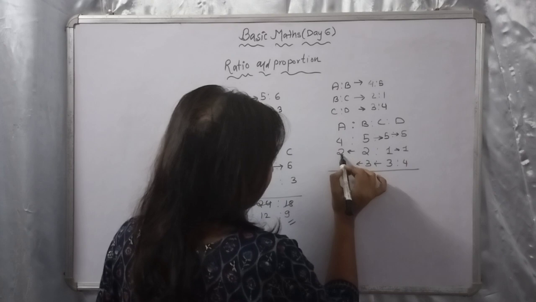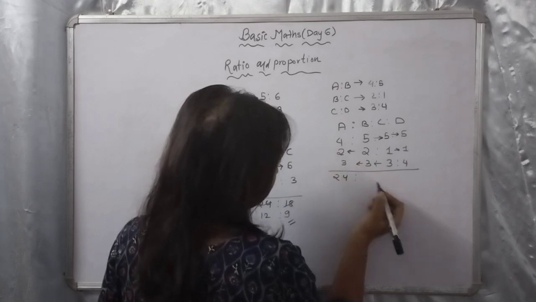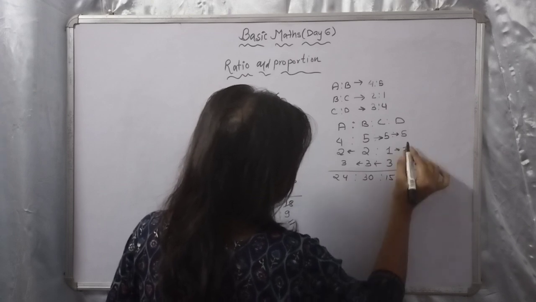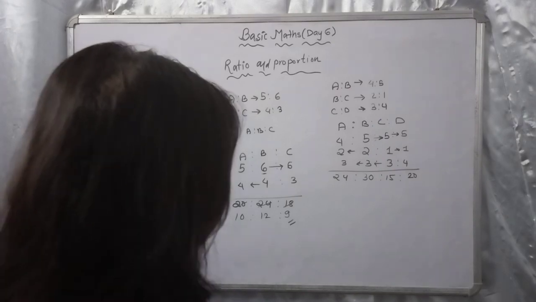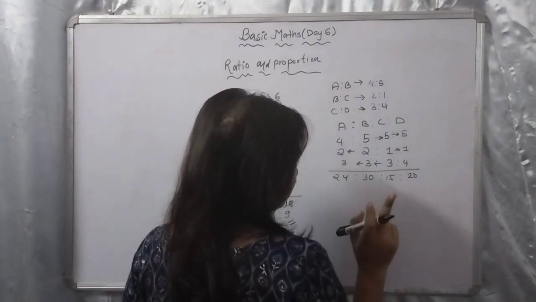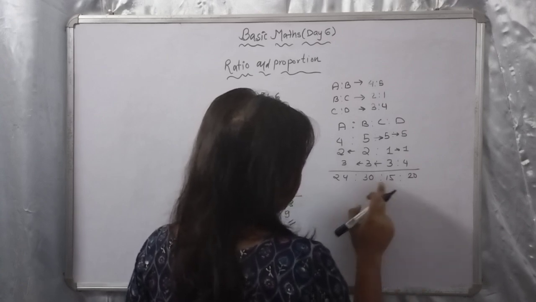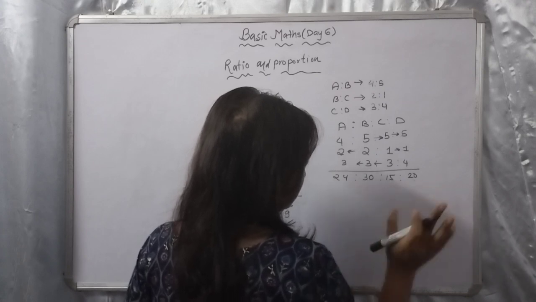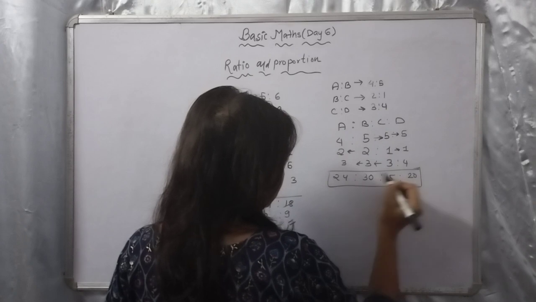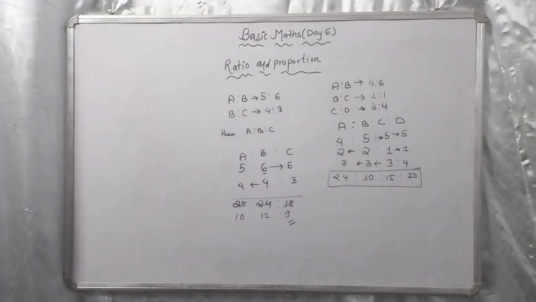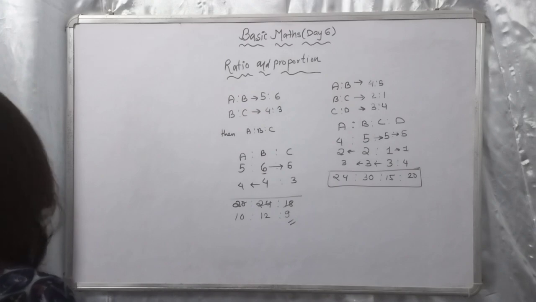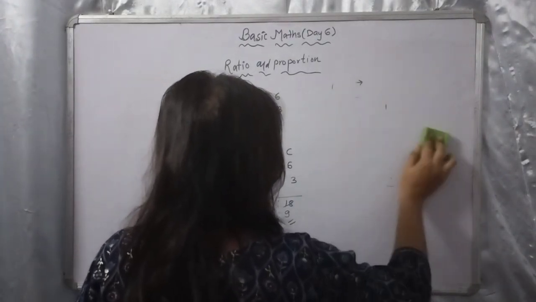So now 4 2s are 8, 8 3s are 24, 5 2s are 10, 10 3s are 30, 5 3s are 15, 5 4s are 20. Now these 3 numbers go with 2, but this won't go with 2. And these 3 numbers go with 3, but this won't go with 3. These 3 numbers go with 5, but this won't go. So this is our final ratio. Fine. I hope you understood. Now let's move on to some problem sums.